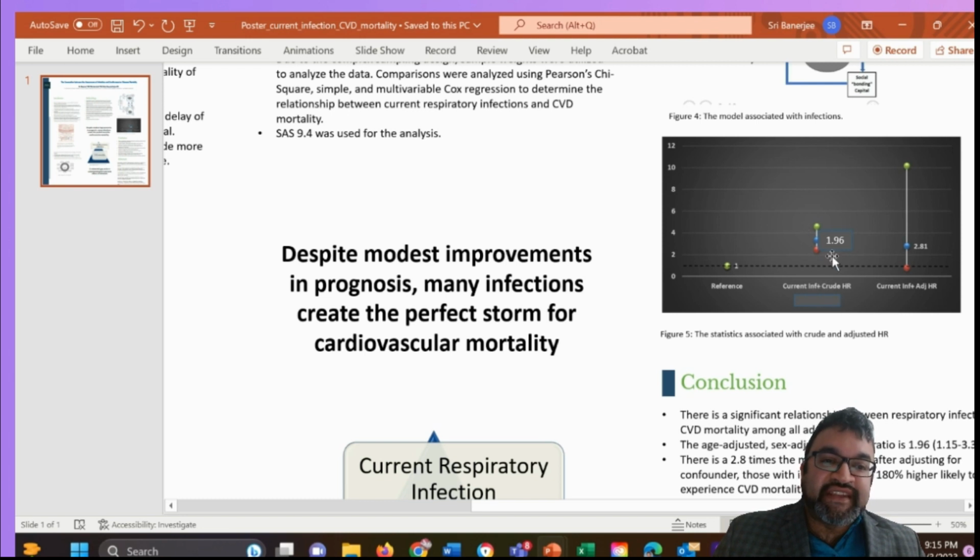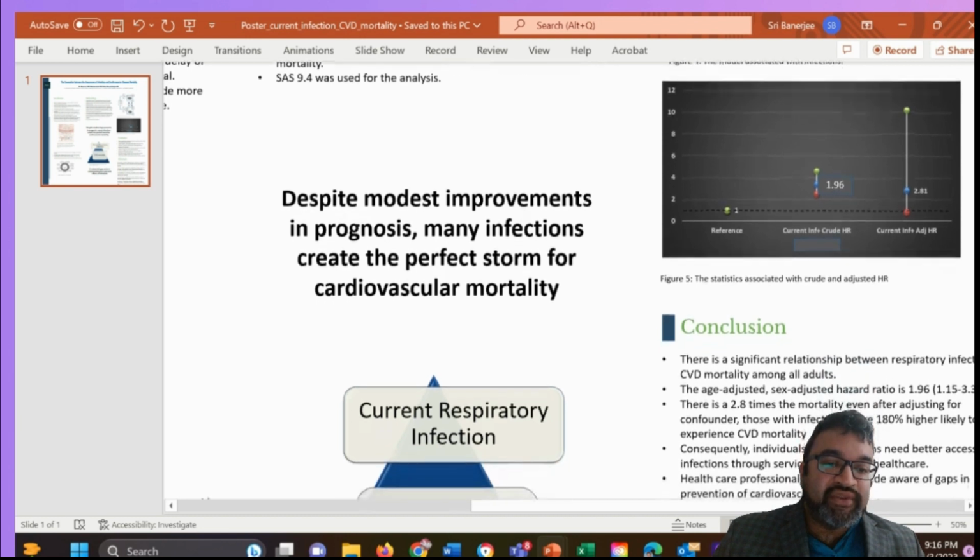So this was a sex-adjusted, age-adjusted value. This was not purely crude. This is sex and age adjusted, and then this is also adjusting for several demographic and health variables. Now the confidence intervals, lower and upper, are correct here, and even after adjustment it is 2.81 times. So this is not significant because of the wide confidence interval. However, there is still a higher possibility of mortality than individuals who do not have current infection.